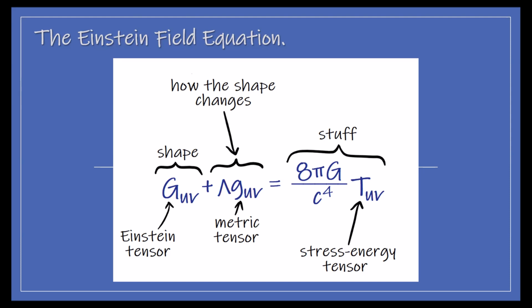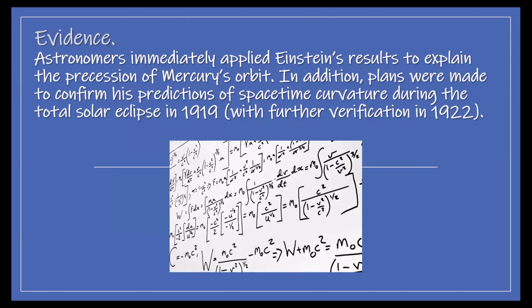The reason I know that is because there's a lot of evidence that it works really well. So let's go through some of it. Astronomers jumped into this immediately, and there were two things they were looking for. The first was to describe what's called the precession of Mercury's orbit, which I'll describe in a few minutes. The other was to confirm the idea that space-time is curved by looking for starlight's path being bent by an eclipse.